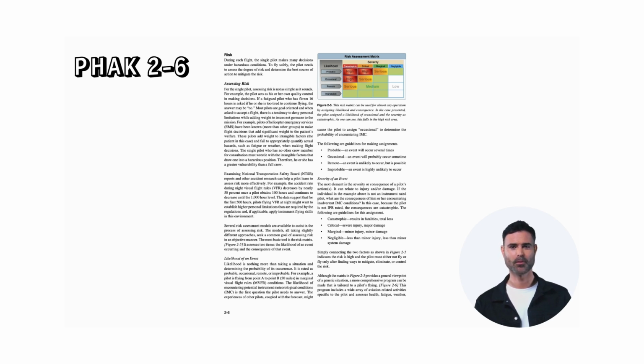Probable, an event will occur several times. Occasional, an event will probably occur sometime. Remote, an event is unlikely to occur, but is possible. Improbable, an event is highly unlikely to occur.